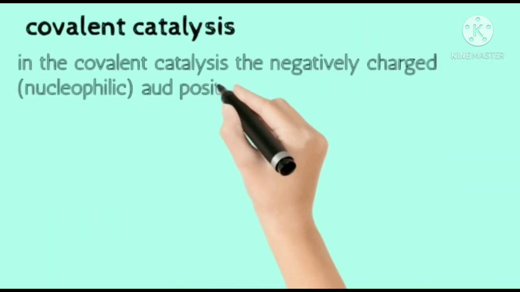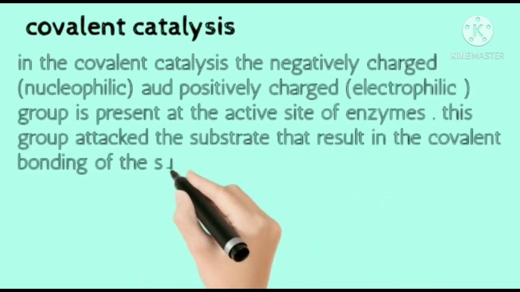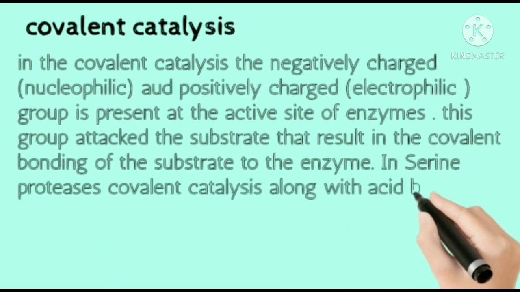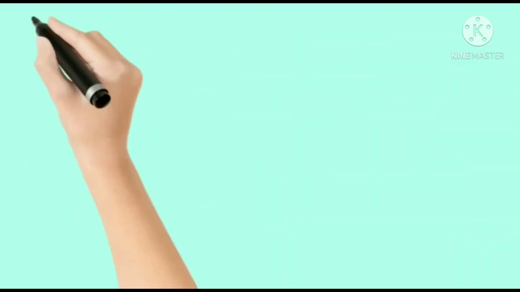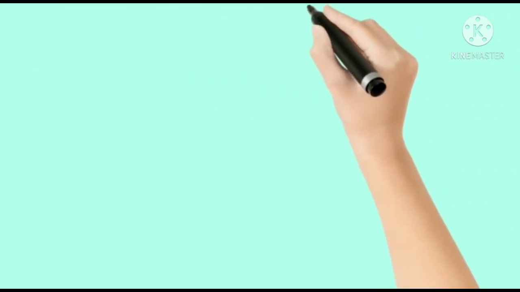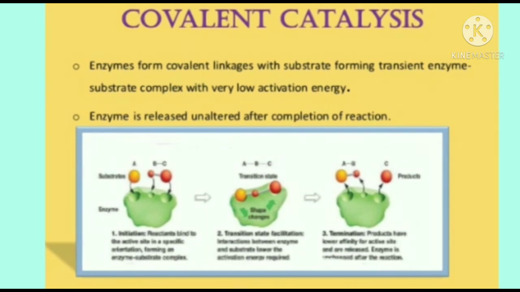Covalent catalysis. In covalent catalysis, a negatively charged nucleophilic group and a positively charged group are present at the active site of the enzyme. This group is attacked by the substrate, which results in covalent bonding of the substrate to the enzyme. Here, the covalent catalysis is given.